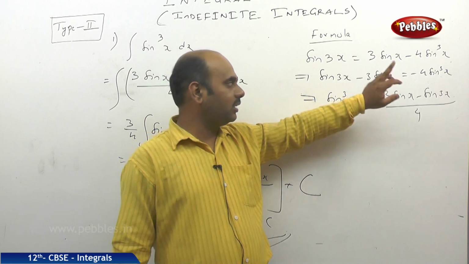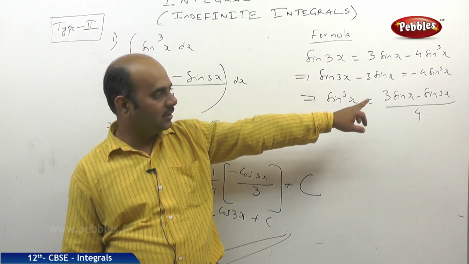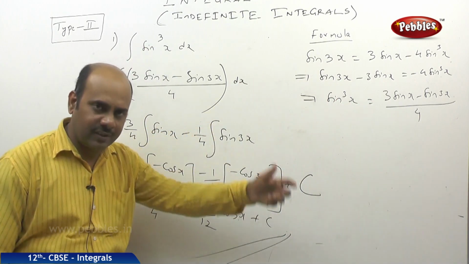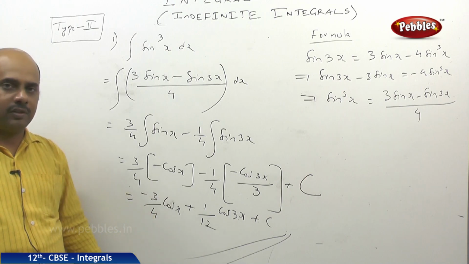So sin 3x minus 3 sin x is equal to minus 4 sin cube x. So sin cube x is equal to (3 sin x minus sin 3x) by 4. The same thing I will be substituting here. After substituting, we applied the formula.